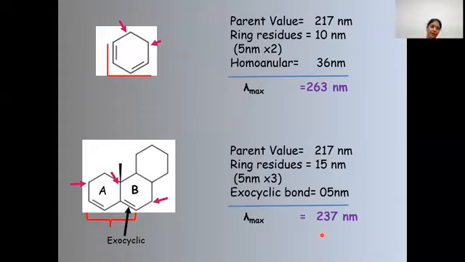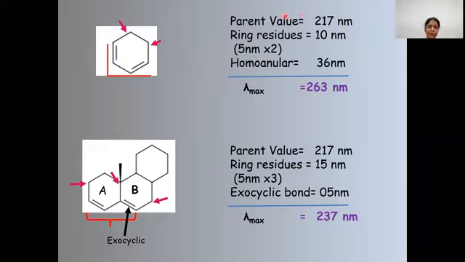In the same way, in the above second molecule, first we mark the parent molecule. 1, 2, 3, 4. Where is the diene molecule? So this is marked as parent molecule. Parent value is 217 nanometer. Now, what do we mean by ring residues? Sometimes ring residues and alkyl groups are considered the same. In some books, the term ring residue is used, and in some books, only alkyl group is used.